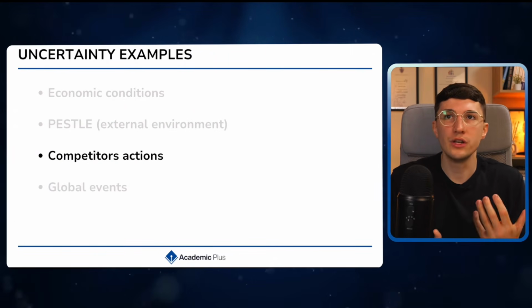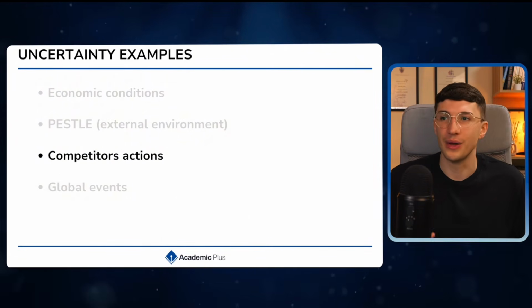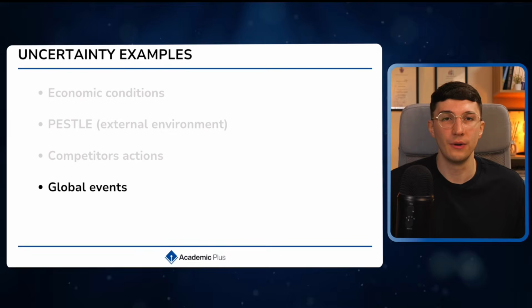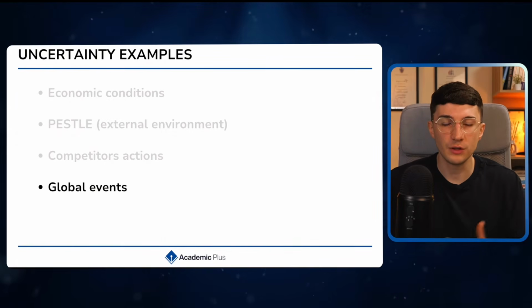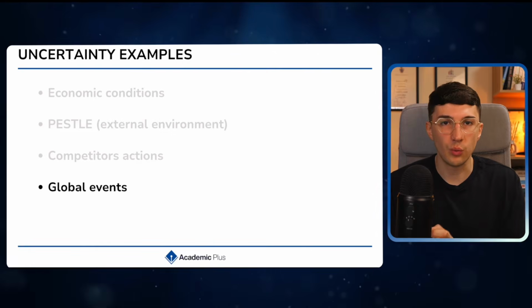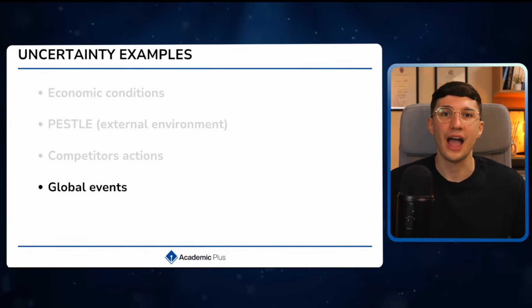Then we've got the actions of competitors. Now, once again, we know they're going to outcompete us, but we just don't know how they're going to do it. And finally, any other global events, such as political instability, maybe there is a war, conflicts between different countries, trade wars happening, any different natural disasters, another pandemic, and so on.